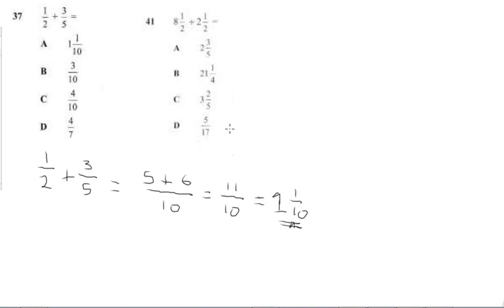So this is the answer for the first one. I found my answer. Have you found yours? And then for the second one, we have 8. Okay, let me just write it this side. We've got 8, 1 over 2 divided by 2, 1 over 2. So I'm not going to be talking, I'll be quiet and I'll work through this. And you give it a try as well, and let's see if we can arrive at the same answer. Okay, go.